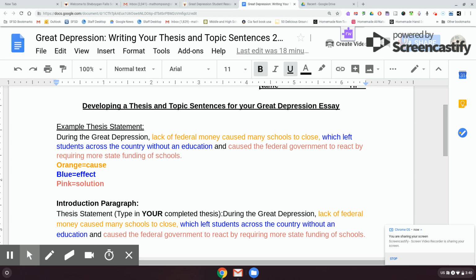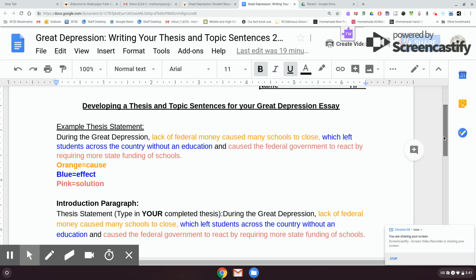That's why the schools closed. The student was studying school closings, which left students across the country without an education. Blue is the effect, and the effect of having those schools closed was that students were not allowed to get an education. And lastly, caused the federal government to react by requiring more state funding of schools. This is the government solution, and it is in pink. So when you write your thesis statement, you've got to have cause in orange, effect in blue, and government solution in pink.